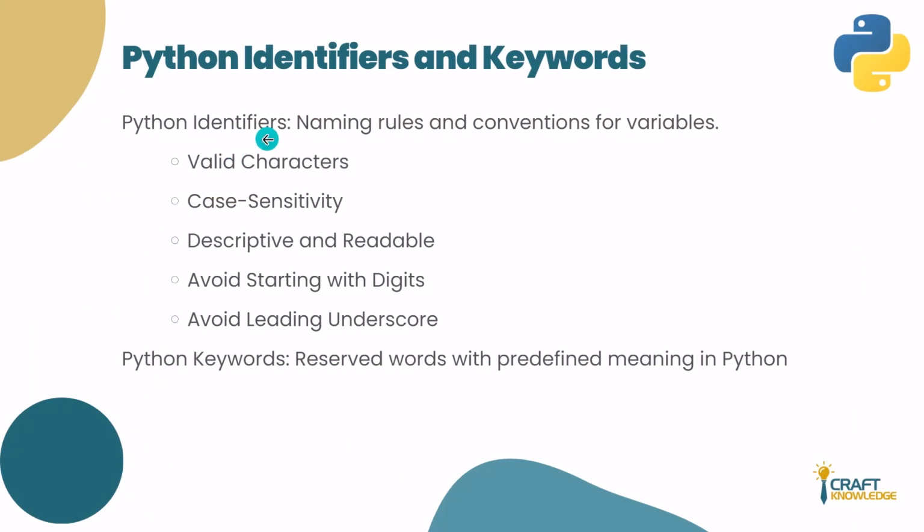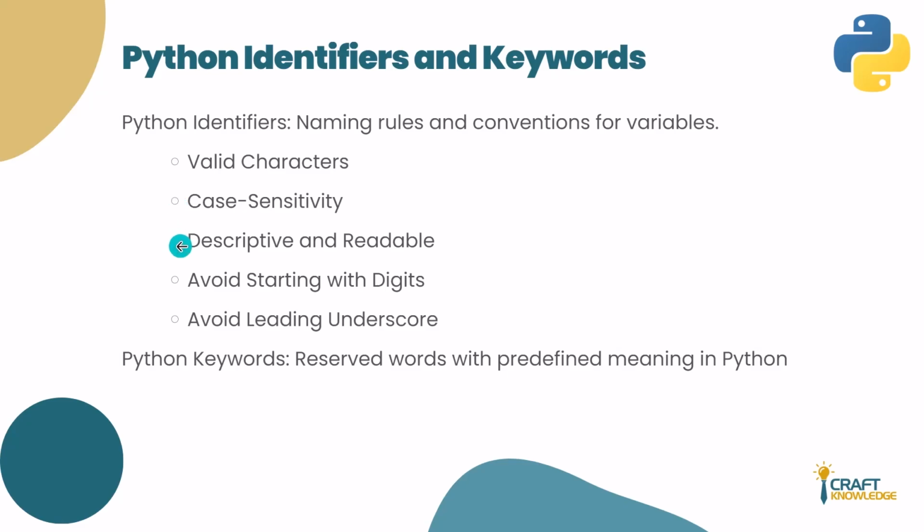Let's talk about a few rules. You cannot just use any word to name your variables, right? There are some rules that you have to follow in order to name your variable. For example, it has to be a valid character. Then case sensitivity is very important. If you're naming your variable like number, and it is starting with a capital N, then it is a different thing than if it is starting with a small n, right? So case sensitivity is also very important.